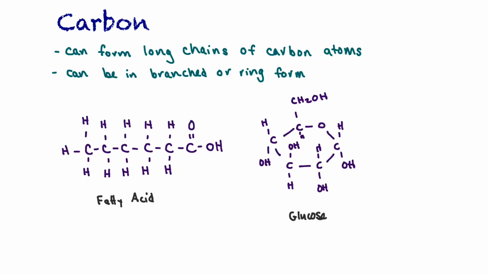Now, carbon can also form long chains of carbon atoms, and it can be found in branched or ring form. In this case right here, this is a fatty acid, and we'll learn more about fatty acids when we talk about lipids. And you can see that it's a long chain. It can be even longer than this. And then over here, we have a ring structure, so the carbons are forming a ring. That would be, in this example, glucose, which we'll learn about when we learn about carbohydrates.